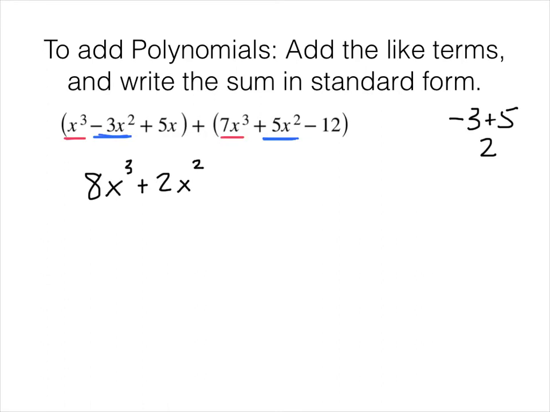Switch colors. Plus 5x plus, nothing there. So we just have plus 5x. And finally, we have minus 12. Sorry, I'm trying to get my colors in order here. Minus 12. That's 4 terms, so it's a polynomial. There's no name for that. We have mono, bi, and tri, but no 4-term name, and it's cubic. Okay, we're done with that problem. We added the like terms and wrote it in standard form.